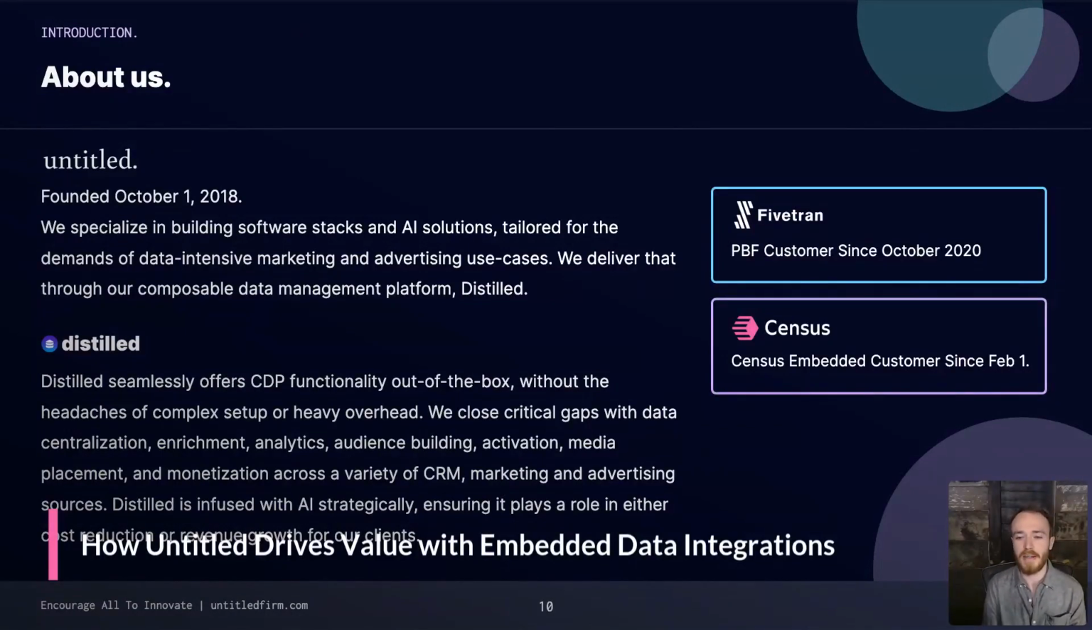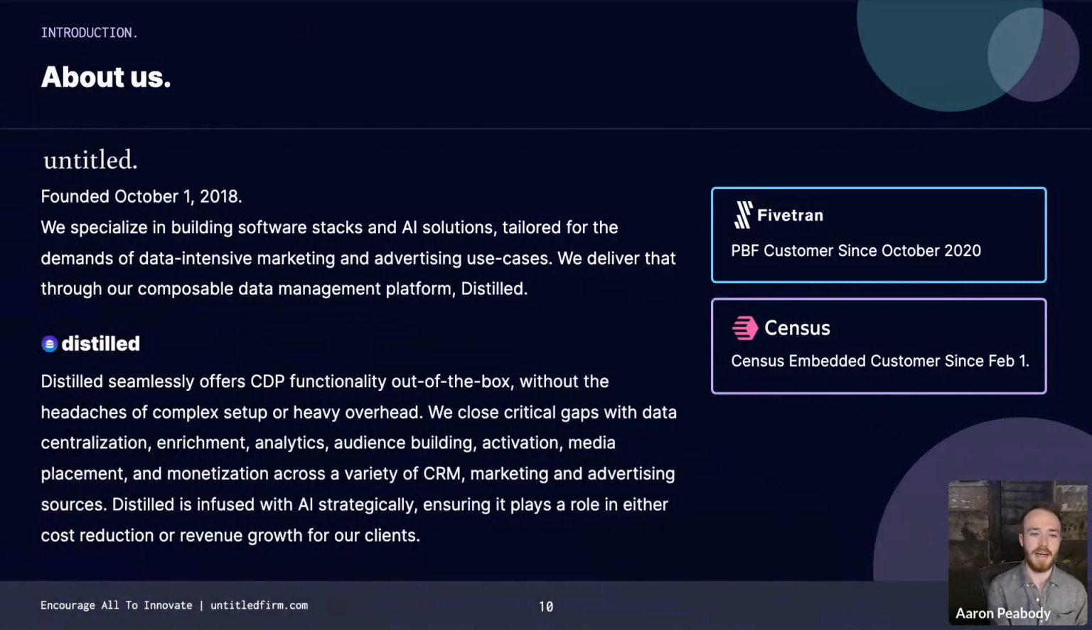Okay, so just a little bit of background on us. So Untitled was founded October 1st, 2018. We really specialize and have core capabilities in building software and AI solutions tailored for data-intensive marketing and advertising use cases. So that's what we're known for.